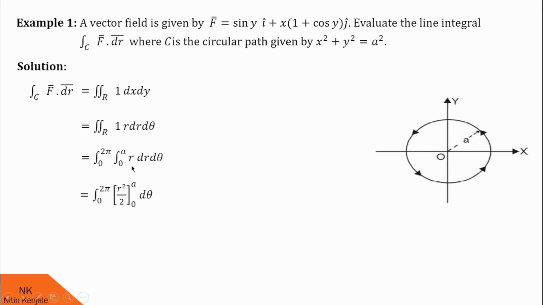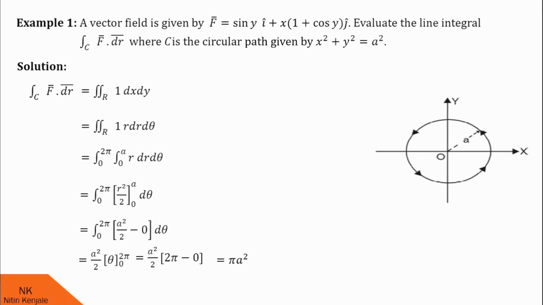Integration of r is r square by 2. Substituting these limits, we get a square by 2 minus 0. Then further evaluation of this integration with respect to theta, we get a square by 2 theta over the limit 0 to 2 pi. Substituting these limits, we get a square by 2 into 2 pi minus 0. This 2 and this 2 will get cancelled, and final answer is pi a square. So value of this line integral F bar dot dr bar along C, which is x square plus y square is equal to a square, is pi a square. I hope guys you understood this example.